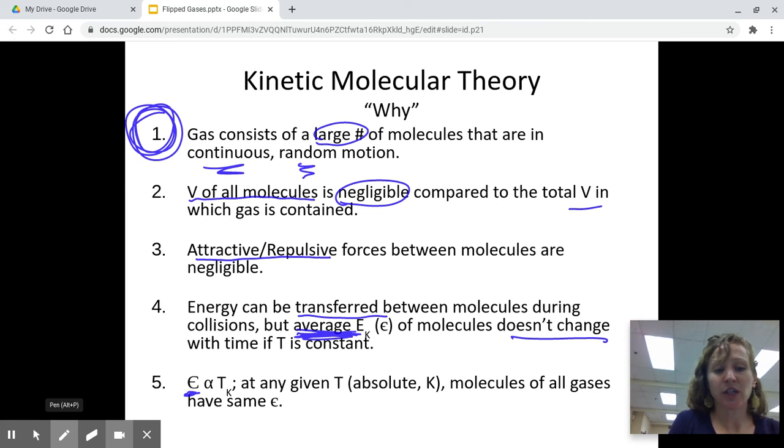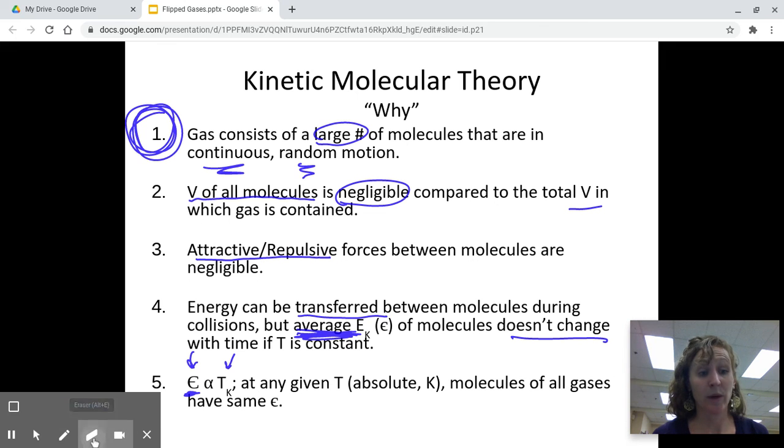Kinetic energy, which is that funky looking E, is proportional to temperature. At any given temperature, the molecules of all the gases have the same kinetic energy. This is kind of what we talked about before. Temperature really is a measurement of kinetic energy or the motion of the molecules. If your temperature goes up, your kinetic energy of the molecules goes up with it.